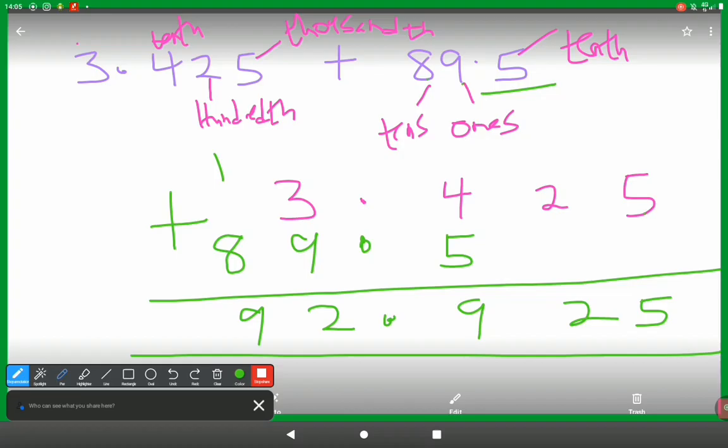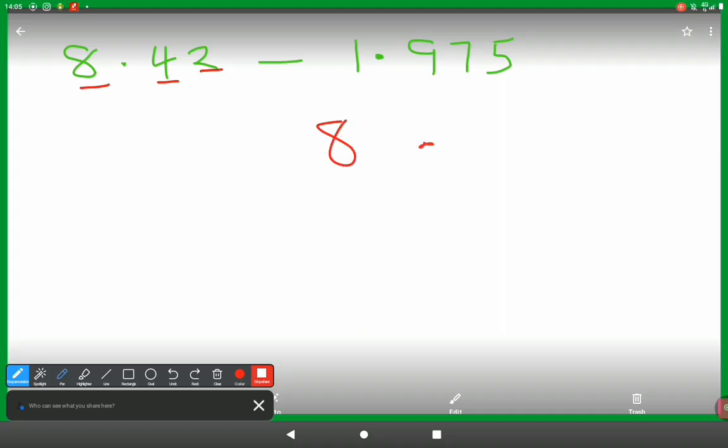Alright, now let's look at the subtraction part of it. 8.42 subtract 1.975. Alright, so do not forget to locate your values. 8 is ones, 4 is tenths, and 2 is hundredths. Alright, leave enough space, do not forget.